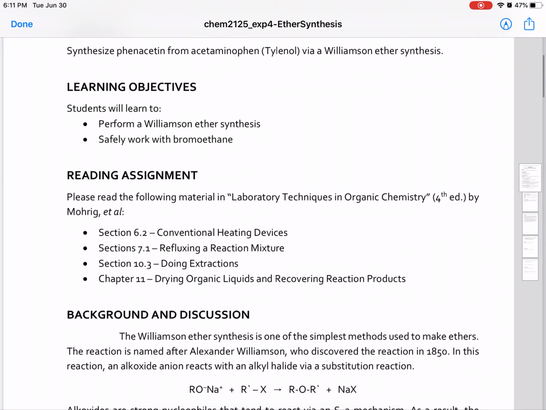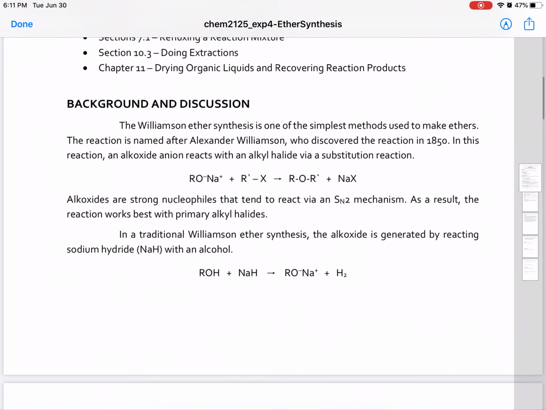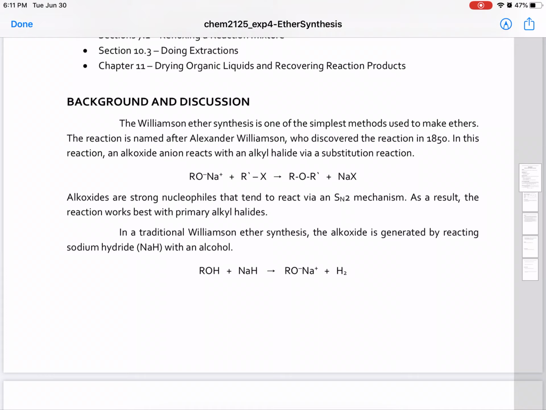Learning objectives: you're going to learn how to perform a Williamson ether synthesis and safely work with bromoethane. If you want to synthesize an ether, this is the simplest form. It was named after Alexander Williamson, who discovered this reaction in the 1850s, a long time ago.